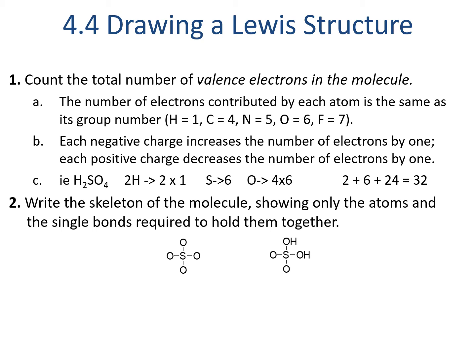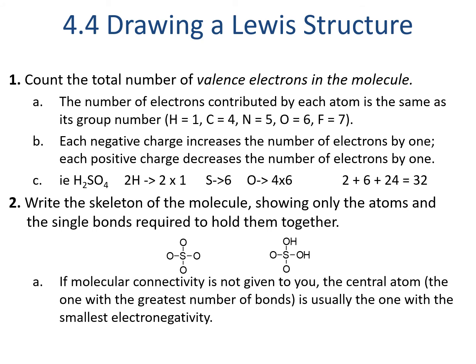As a general rule, the central atom is usually a non-hydrogen atom with the smallest electronegativity, meaning you are more likely to have an atom as central as you move down and left in the periodic table. So since sulfur is below oxygen, we could also assume that it's at the center because it's less electronegative.